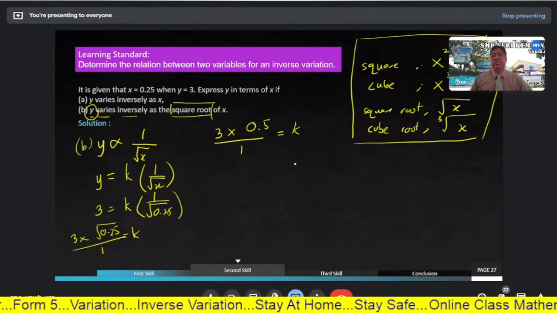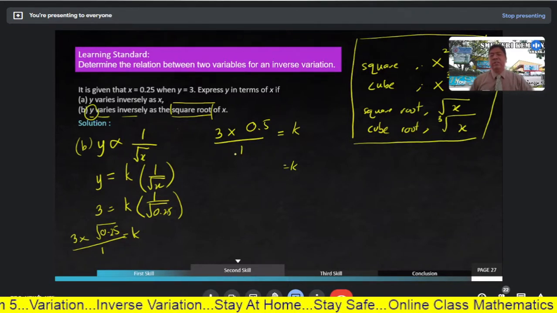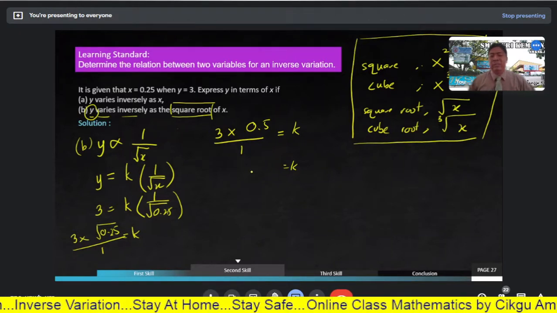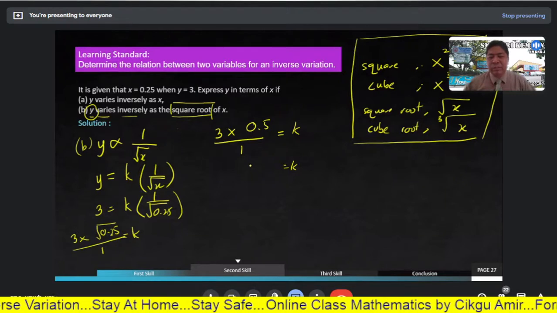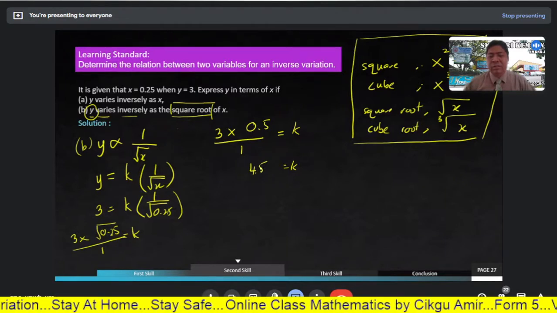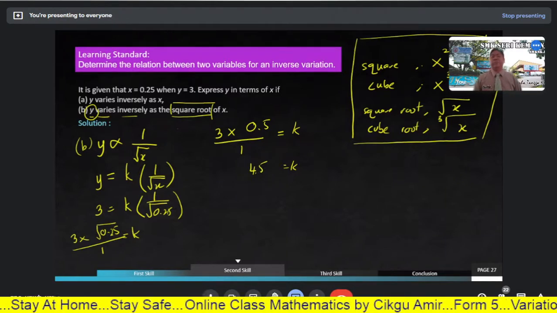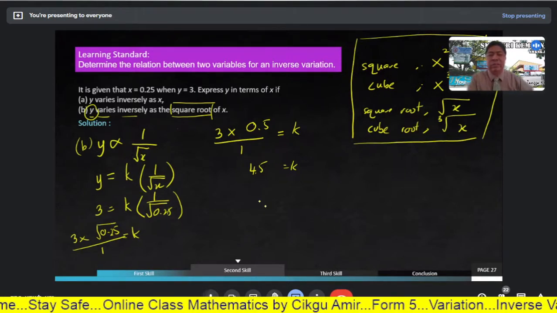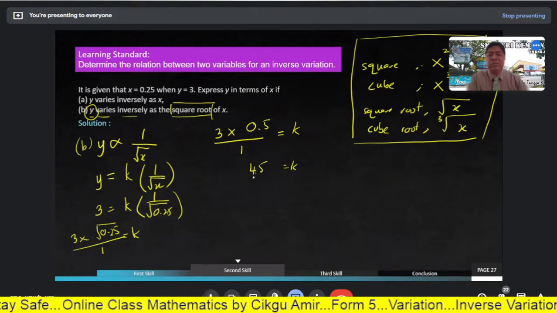So k is 0.5 multiplied with 3, divided with 1. We have 4.5. The value of k is 4.5.